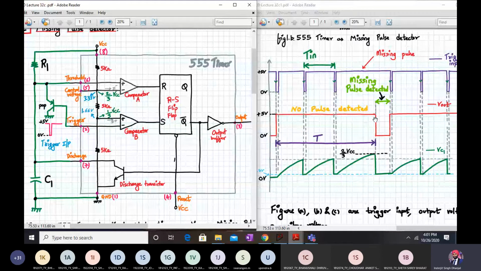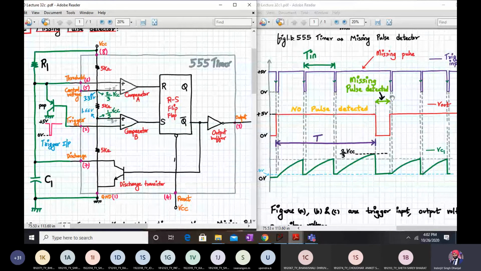And this low output indicates that a pulse has been missed. That means a missing pulse is detected. So whenever the output of the 555 timer is high, that means no missing pulse detected. And whenever the output of the 555 timer goes low, that means that we have missed one pulse. And again, the operation will be the same henceforth.